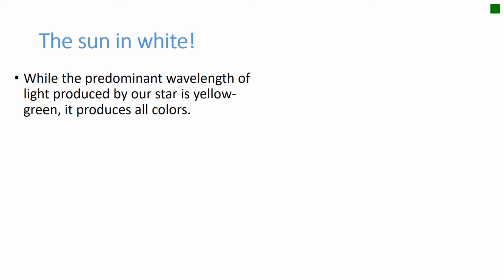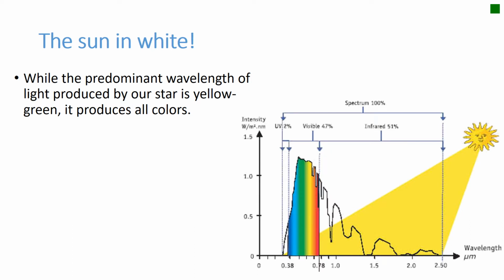So why does it make sense? This is what you need to know. The sun is white. Why does it make sense for the sun to be white? Because it is releasing all of the different colors of the visible spectrum, right?